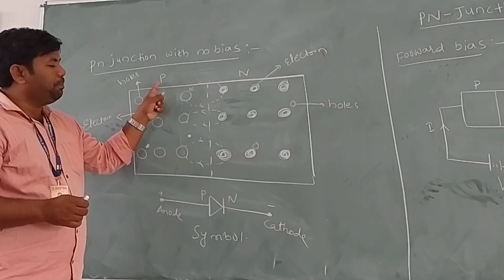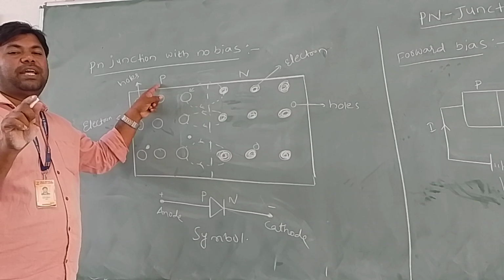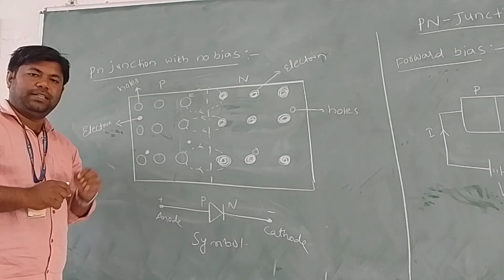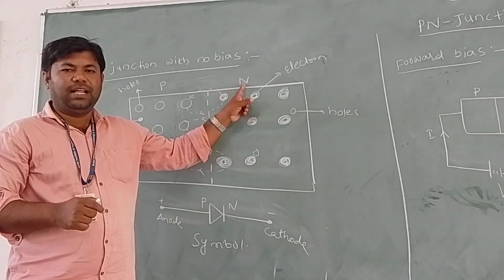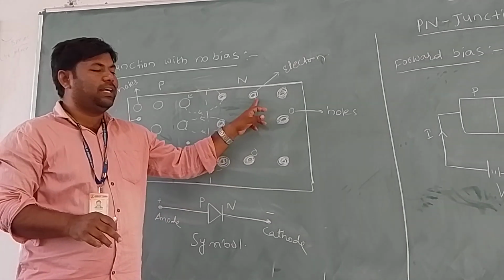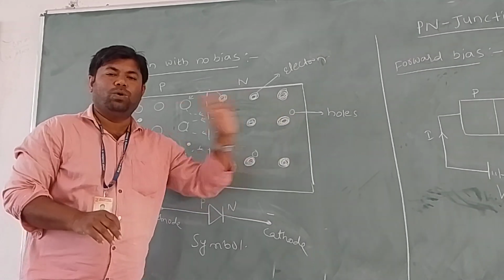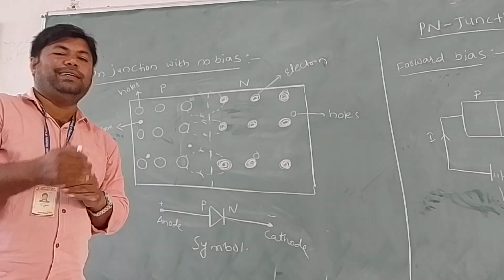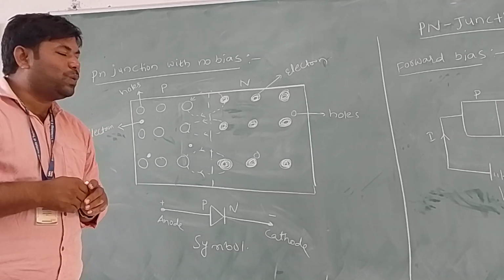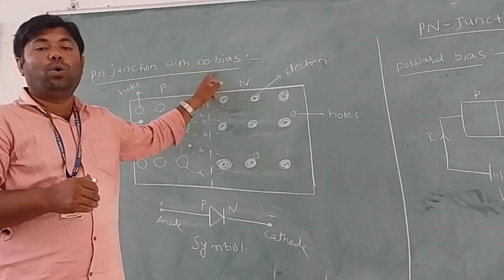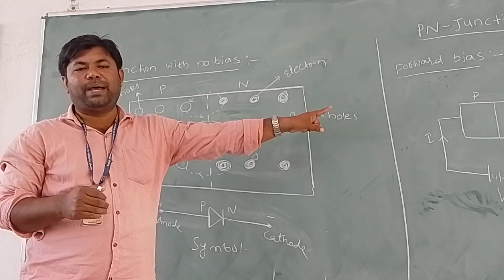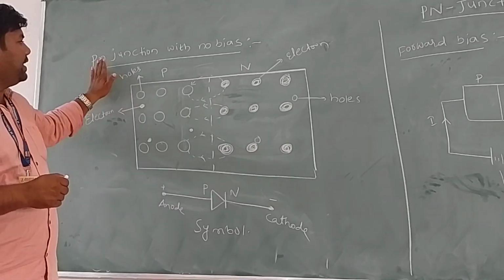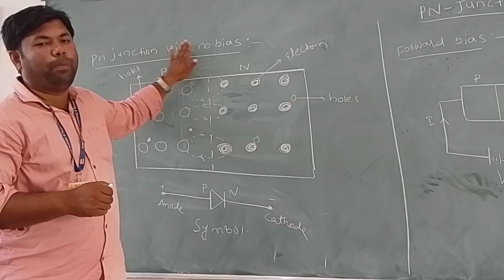In P-type material, the majority charge carriers are holes and the minority charge carriers are electrons. In the same way, in N-type material, the majority charge carriers are electrons and the minority charge carriers are holes. Generally, a PN junction diode operates in three regions: PN junction with no bias, PN junction with forward bias, and PN junction with reverse bias. The first condition is no biasing.